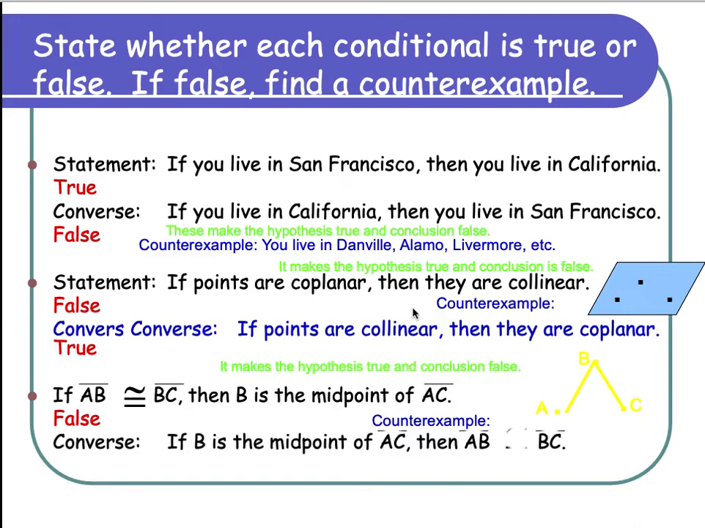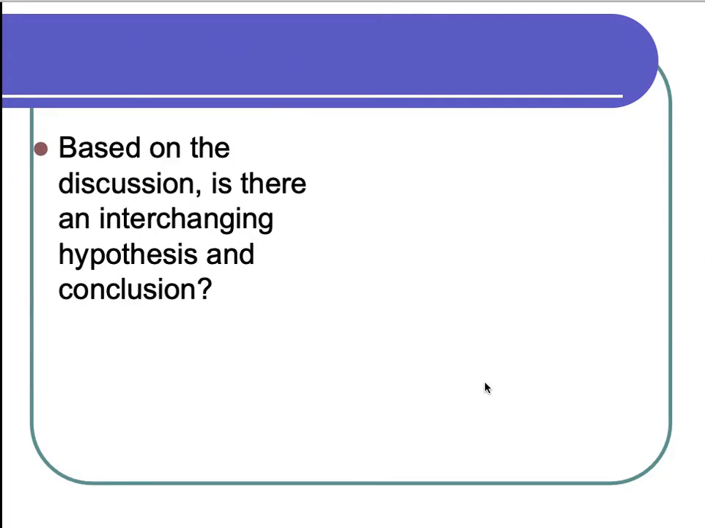Okay, if B is the midpoint of AC, then AB is congruent to BC. That is true. I already gave the midpoint, which is point B, on the line segment AC. Therefore, segment AB is congruent to segment BC, because the midpoint divides them into two equal measurements.